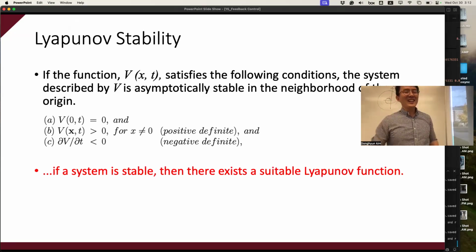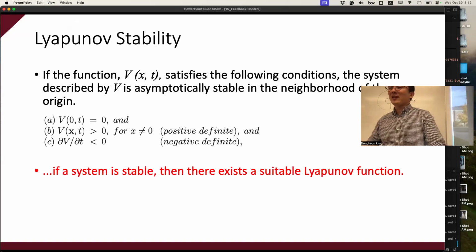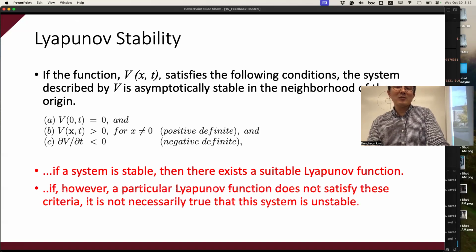Sorry. If the system is stable, this is actually a big theory: there should be some Lyapunov function, and this Lyapunov function has these three criteria. At the origin, it should be 0. Other than the origin, it should be positive. The time derivative of this function should be negative. That's all. The problem is, even if you cannot find the Lyapunov function, it doesn't mean the system is unstable.